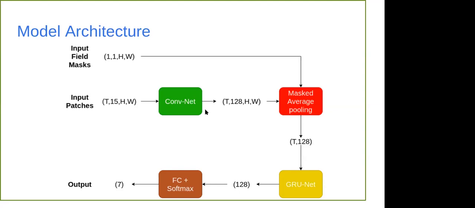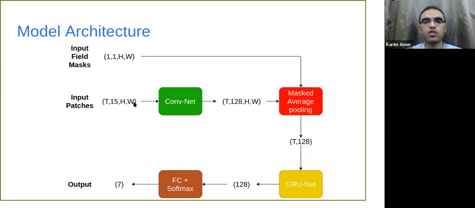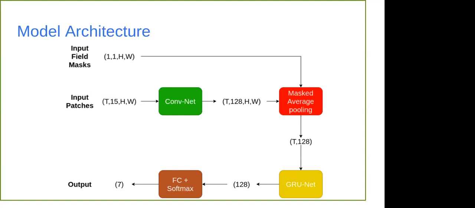The convolutional neural network tries to extract new features from the 15 spectral bands, which in my case extracted 128 new features using a series of complex operations. All right. That's cool. Okay.